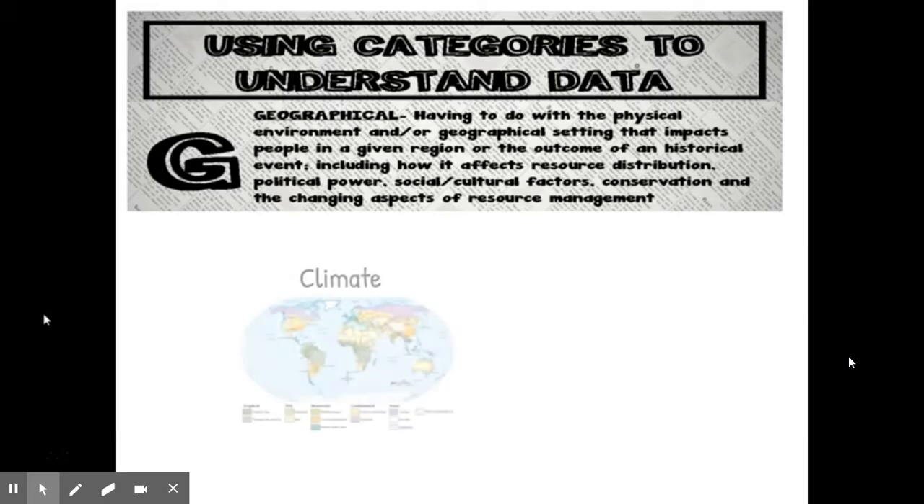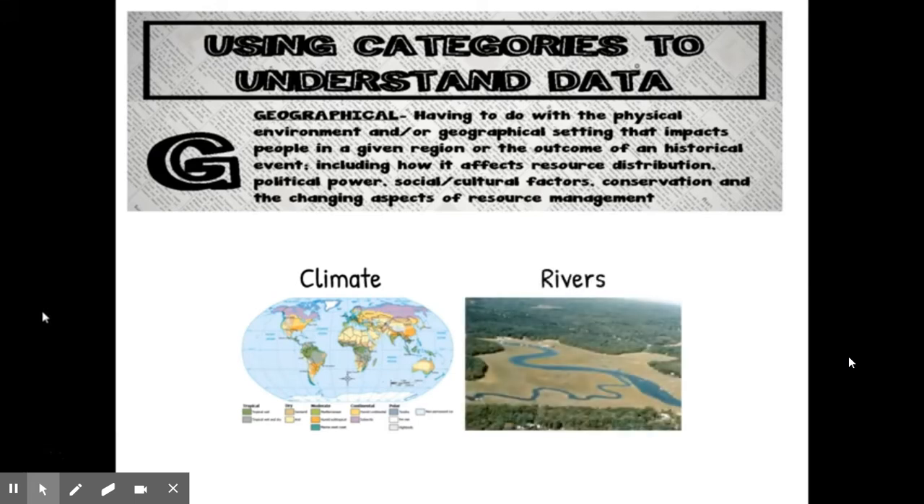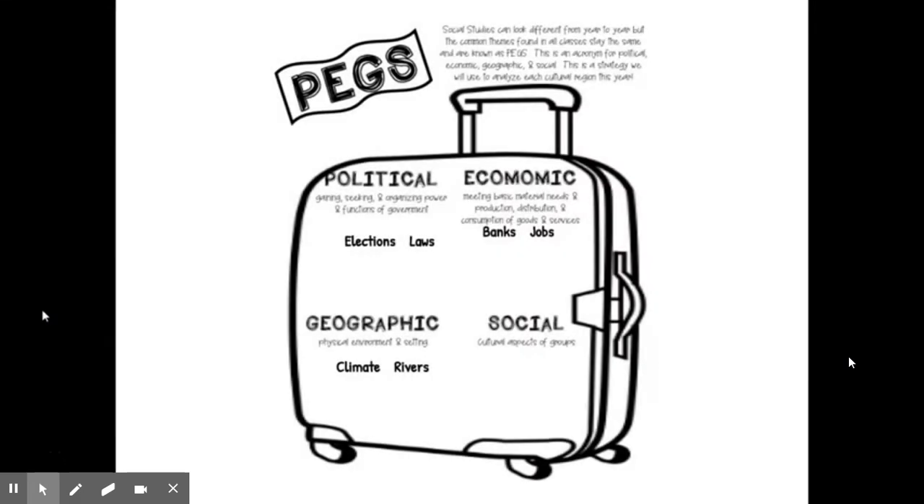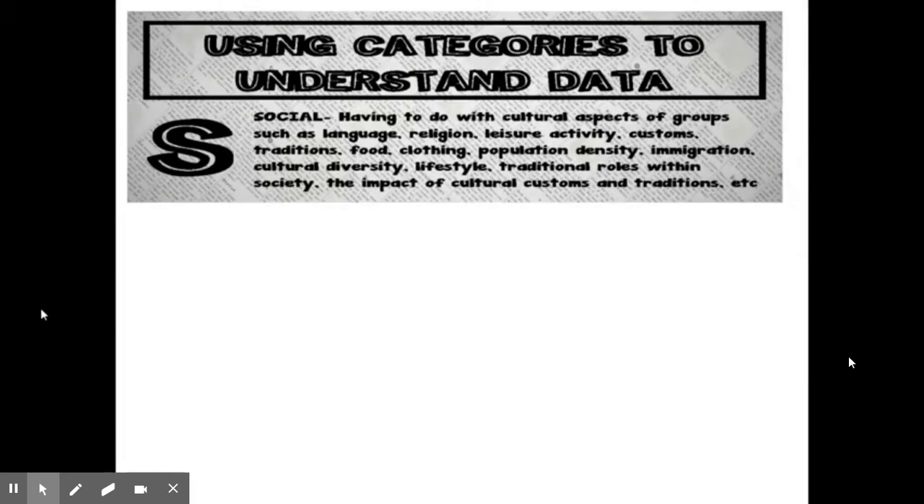Also, some other things: climate. Climate is the weather for a period of time in a region. So climate is also a part of geographical. And rivers, of course, we've talked about that in class, but that's another part of the G part of PEGs, geographic. And lastly, is social.